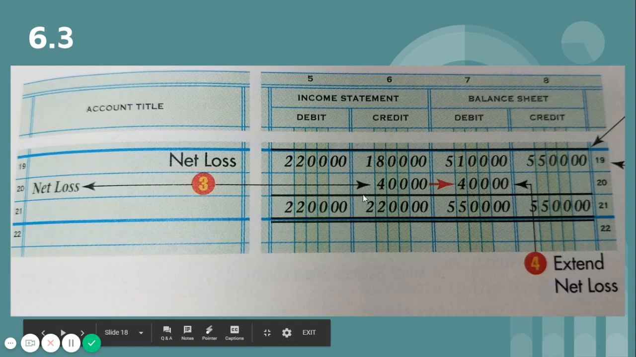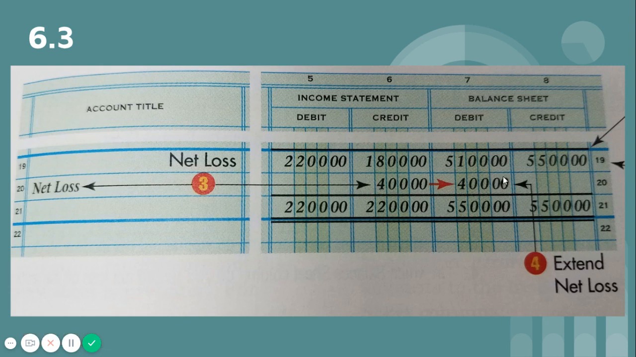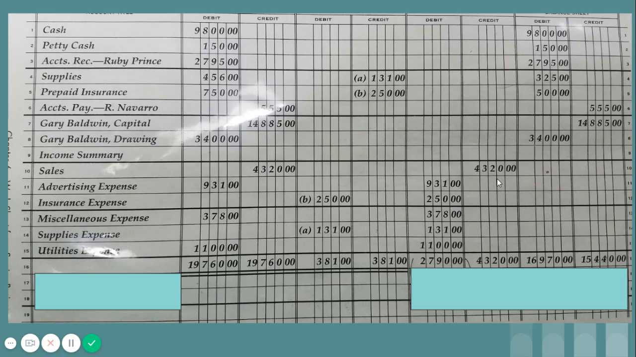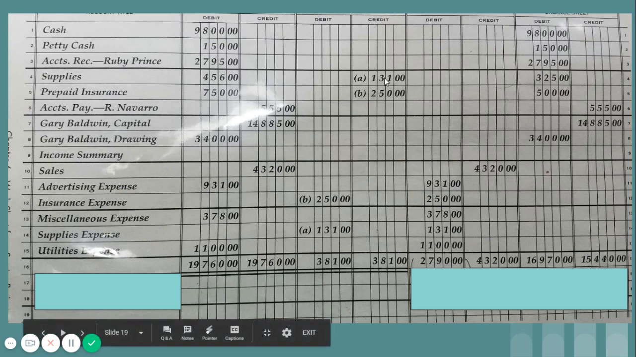A net loss, the number will be on the credit side for income statement and the debit side for balance sheet. So in our work together, we did our trial balance, we did our adjustments and found the total. Then we bring our balances across.